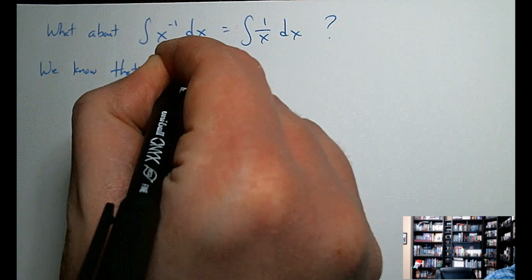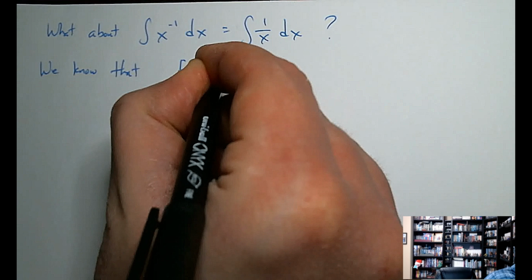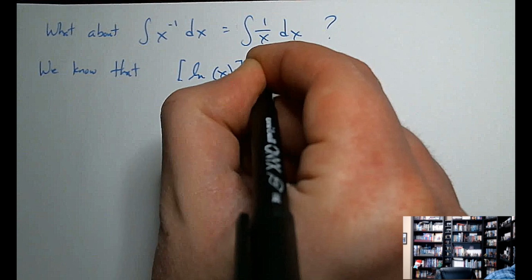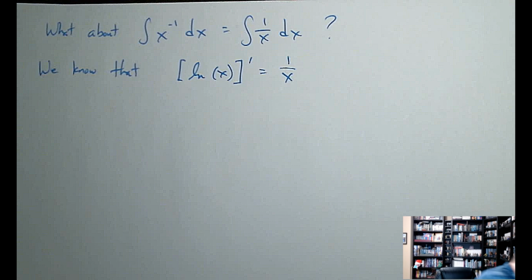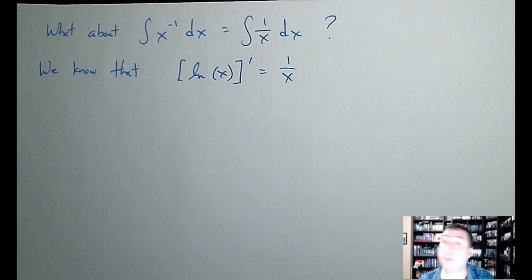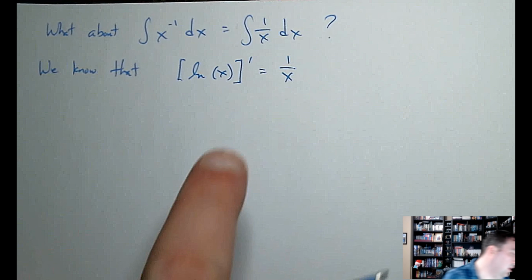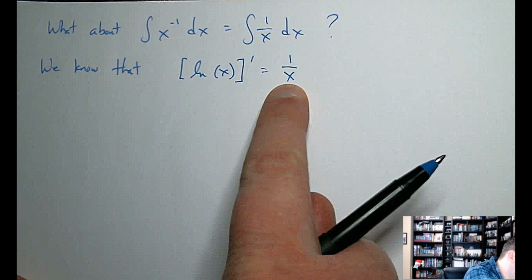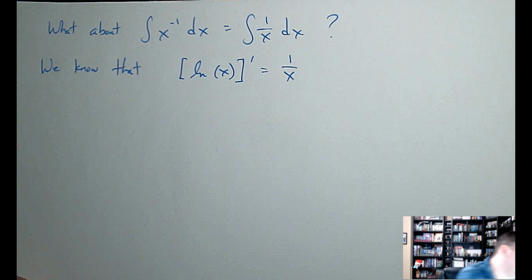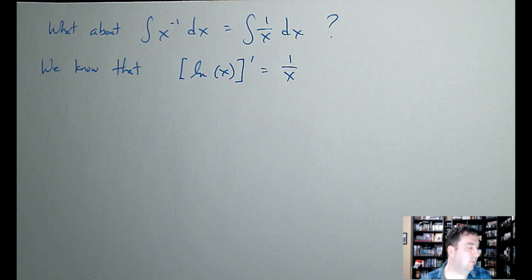Well, we know, in fact, that it's the natural logarithmic function whose derivative is 1 over x. So it seems like a natural thing to say then that, all right, well, the integral of 1 over x must be the natural log of x plus c. But there's a small problem there.